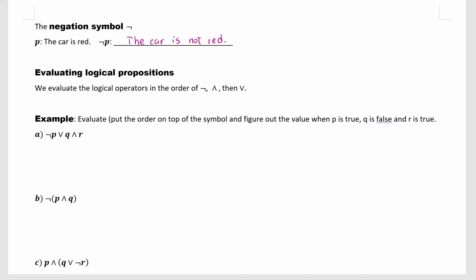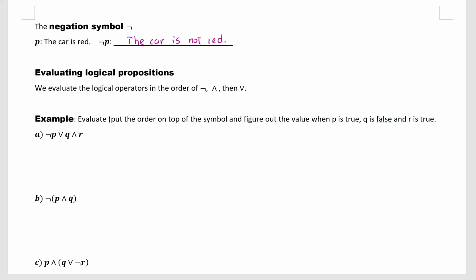All right, next, how do we evaluate logical propositions? We evaluate the logical operators in the order of not, and, then or. Okay, so that is the order. We must find the not symbol first, and then evaluate that. And then next is the and. Finally, that's the or. Okay, so next.